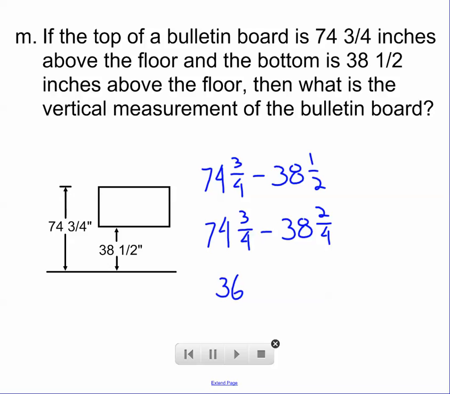74 minus 38 is 36. And 3/4 minus 2/4 is 1/4. 36 1/4 inches. If you didn't know, this symbol is short for inches.